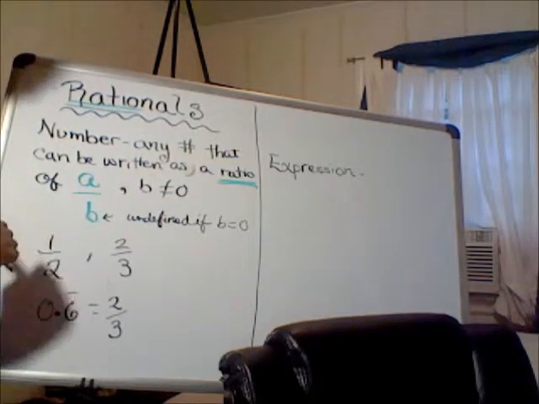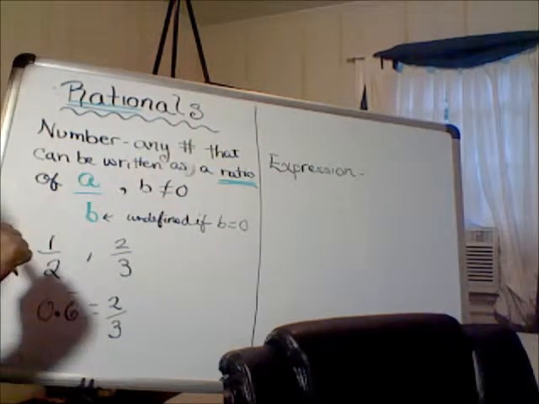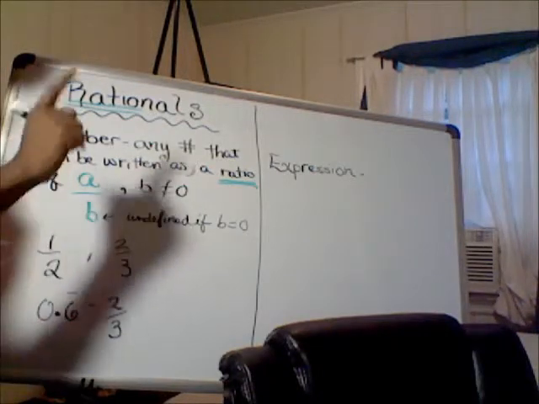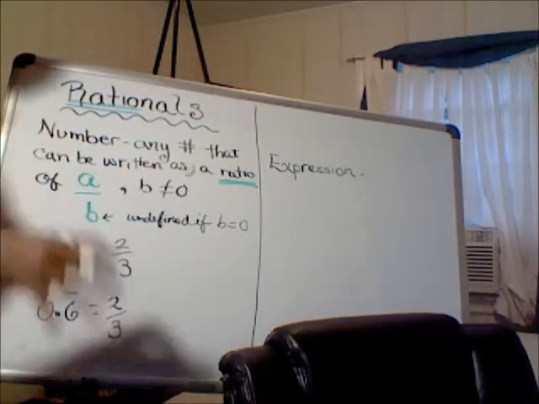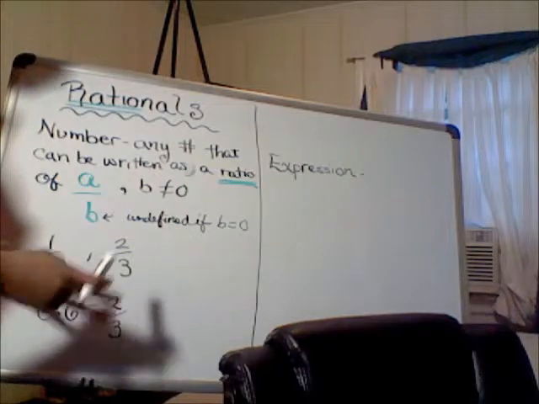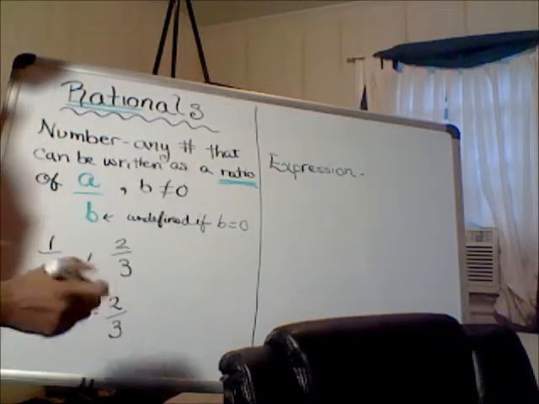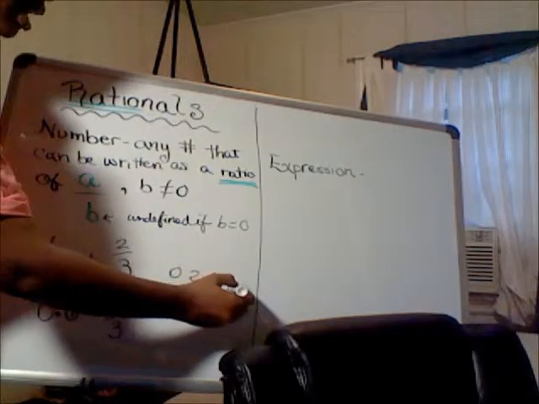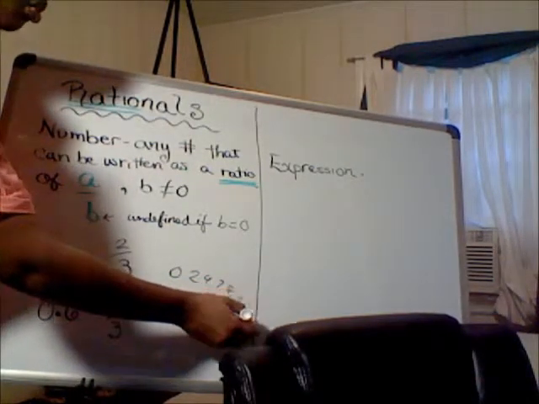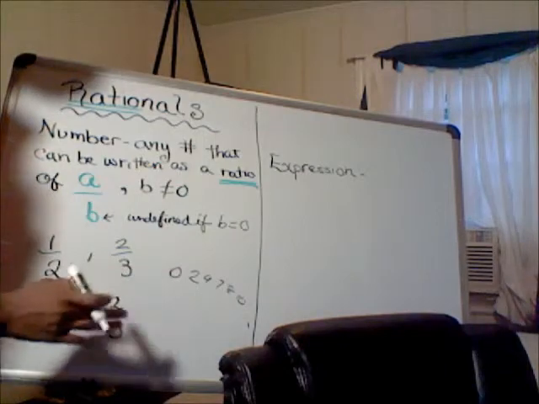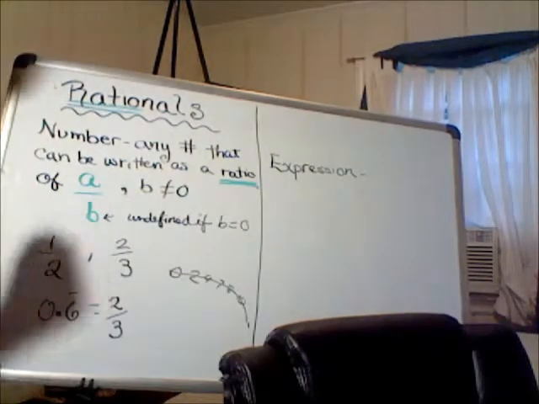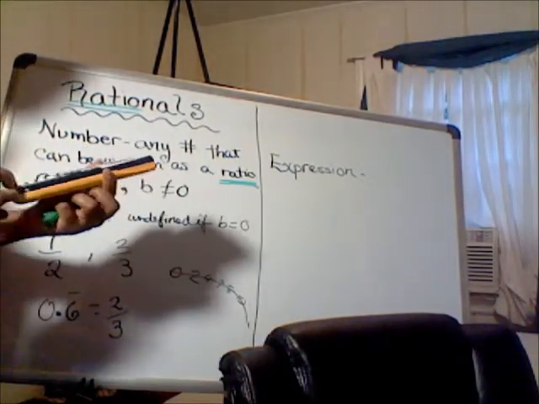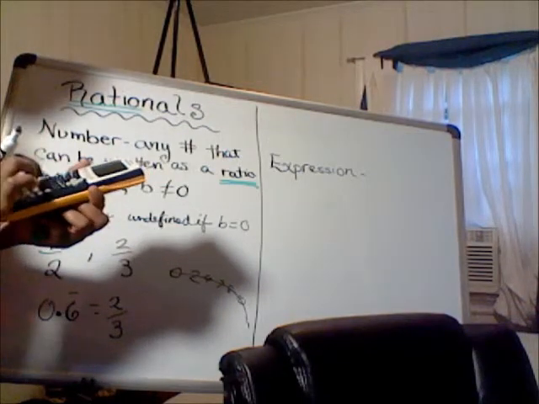So even decimals can be written as fractions, and they can be considered rationals, unless that decimal does not repeat or does not end. So if you have a decimal that goes 2, 4, 7, 8, and there's no pattern to it, that is not considered a rational number. An example of an irrational number would be something like the square root of 2.